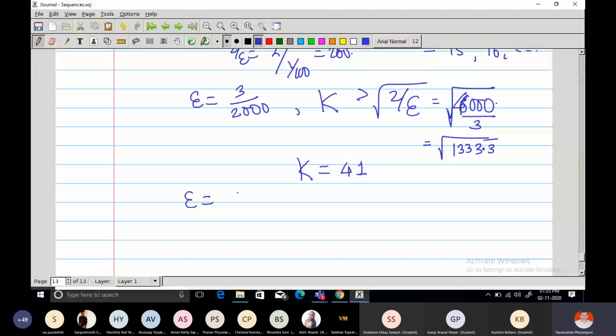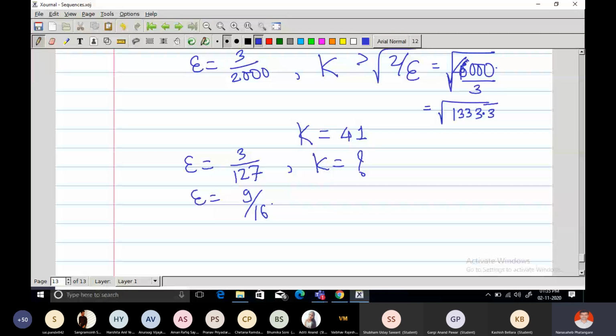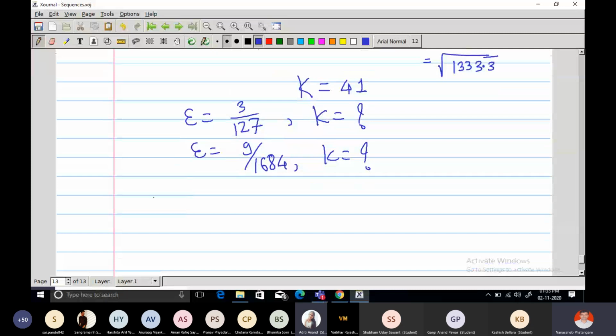If epsilon is equal to 3 upon 127, what is k? If epsilon is equal to 9 upon 1684, then what is k? You try to find. Now do you agree that for any epsilon we are able to produce k? What does it mean? If you have 0, you take any distance from 0, however small, it doesn't matter. I can produce k, and from k onwards, all terms are in this range. Ultimately, it suggests logically that the terms are going towards 0. No matter what distance you choose from 0, you can find terms of the sequence within that distance from 0. That ultimately suggests that the terms are approaching 0.